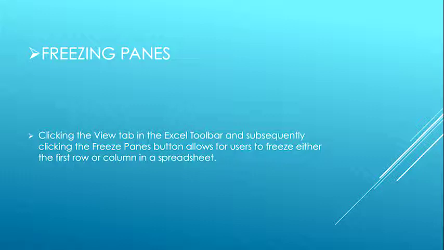Freezing panes. If you click on your View tab in the Excel toolbar and click on a Freeze Pane button, it'll allow for you to freeze a particular column or row if you don't want it to move when you're moving throughout the rest of the data in your Excel spreadsheet. So let's take a look at how to do that in Excel.